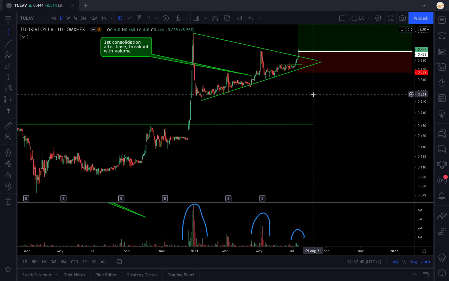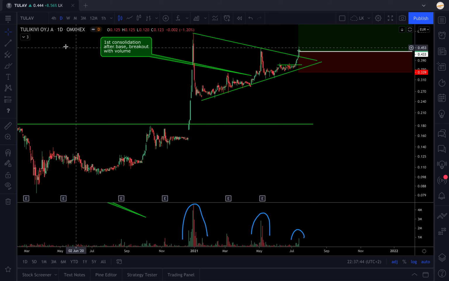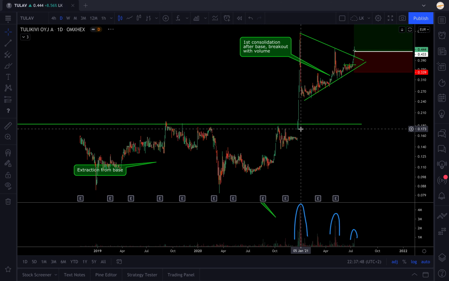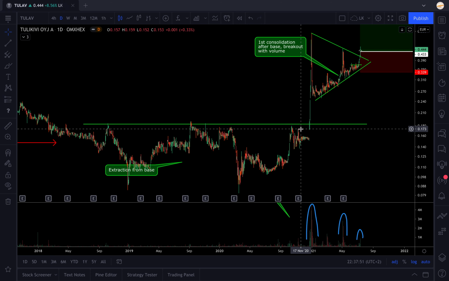It's TULAV on the Finnish stock market, OMX Helsinki. If you're interested in this asset, you can check it out. This is not a trade recommendation. This is just me sharing the kind of configurations I'm trading.